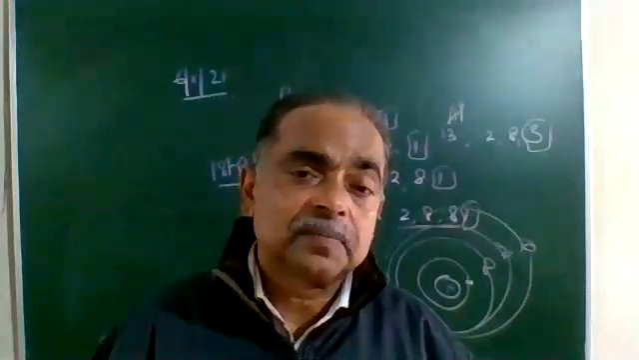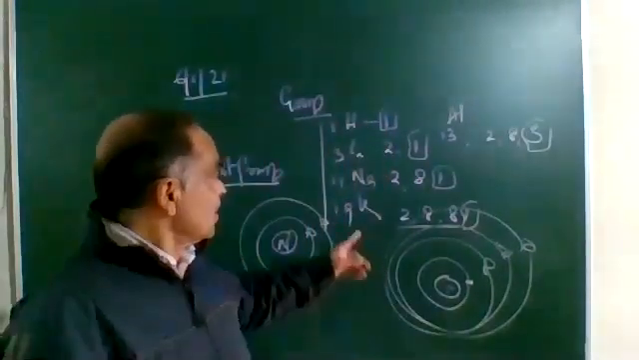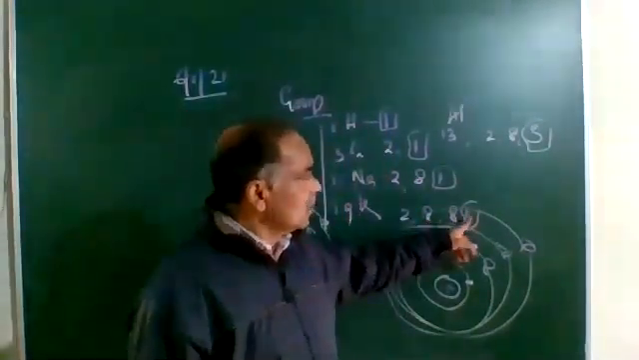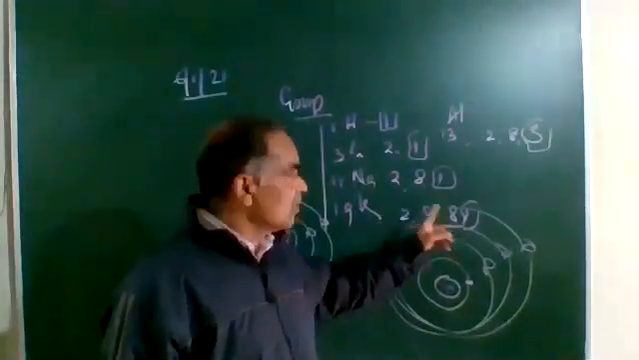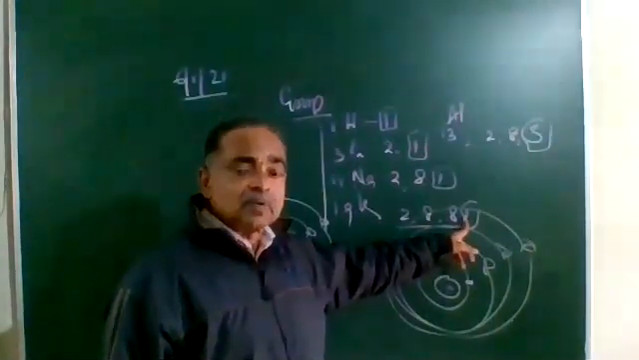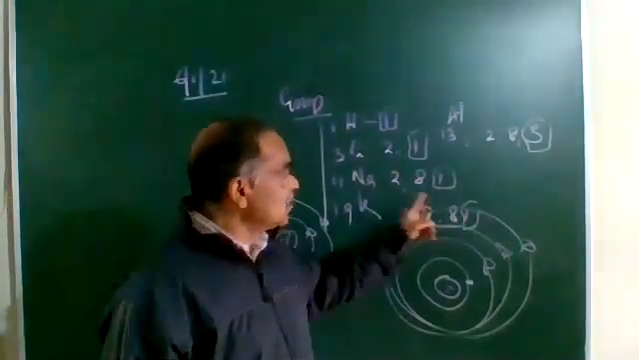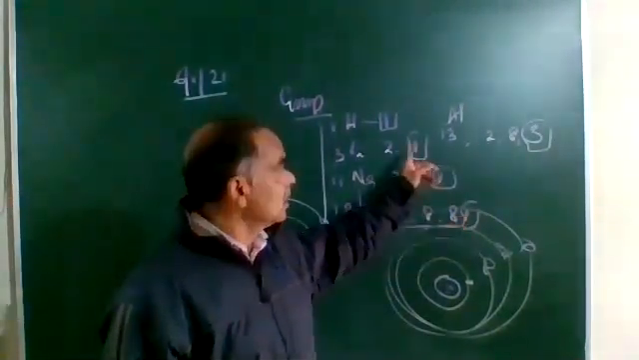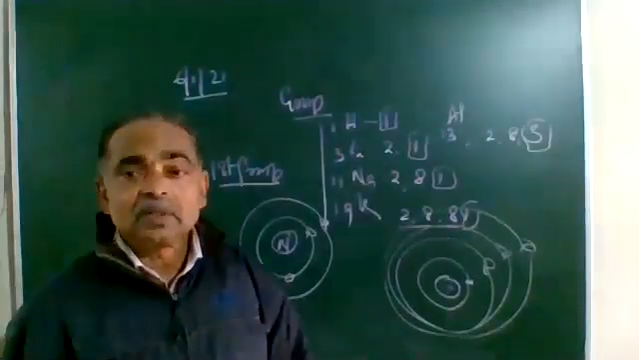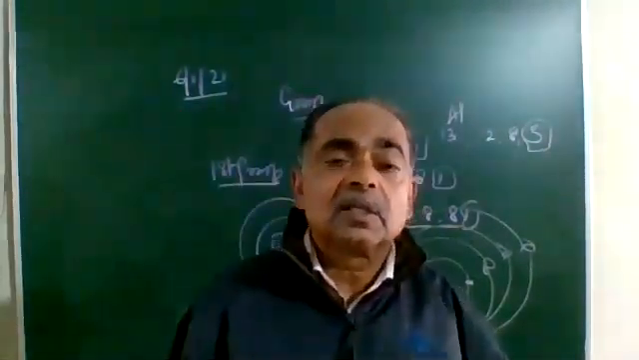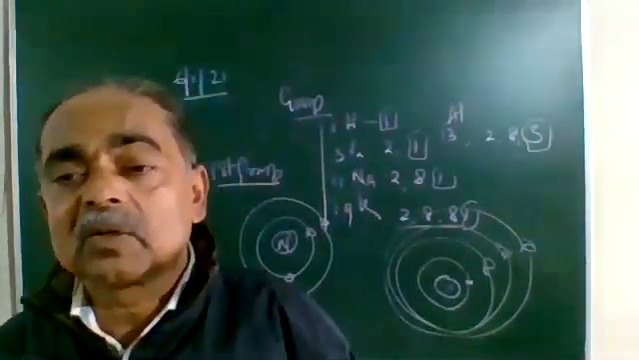Therefore, what can we say? In this situation, potassium's one valence electron is on the fourth shell. It is much far away from the nucleus. So the nucleus exerts the least force of attraction on the valence electron. Understood? So potassium has the ability or the tendency to lose electron much faster.